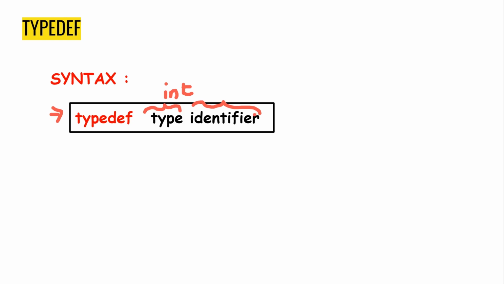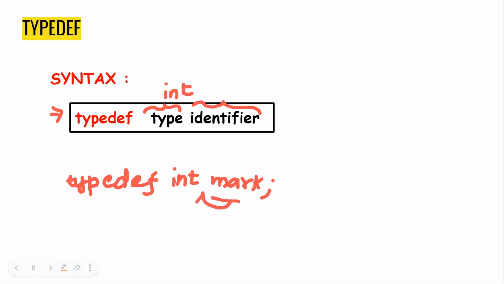Identifier refers to the new name that we are going to give to the already existing data type. Typedef cannot create a new type. Instead, only a new name is given to the already existing data type. Say for example, typedef int mark. Here mark symbolizes the int data type. Now mark can be used to declare variables. Say for example, mark total. So instead of writing int total, you can write mark total, where mark is of type int.